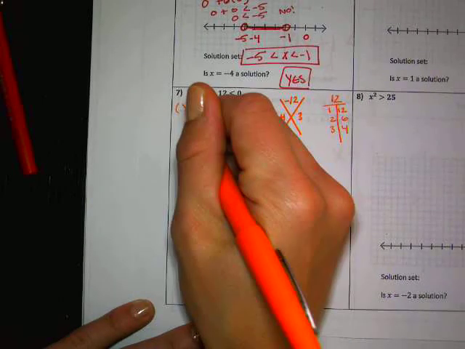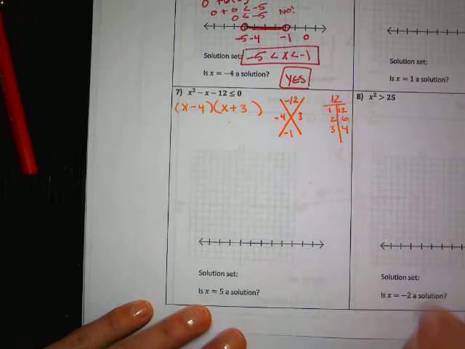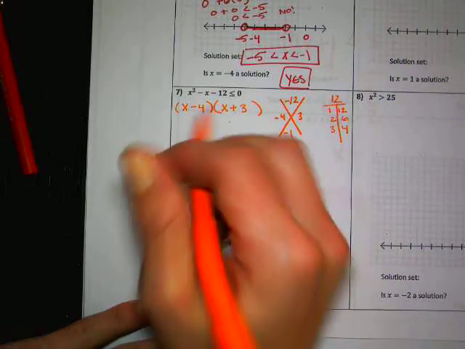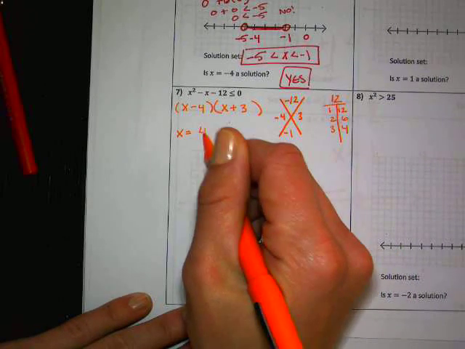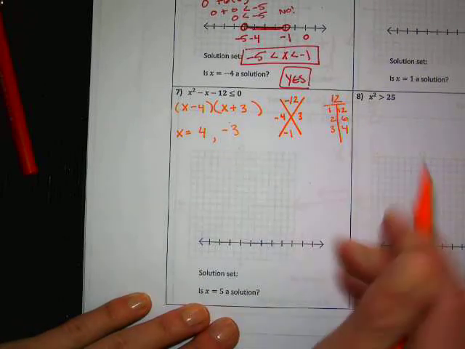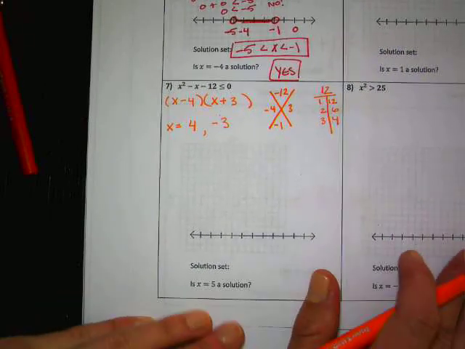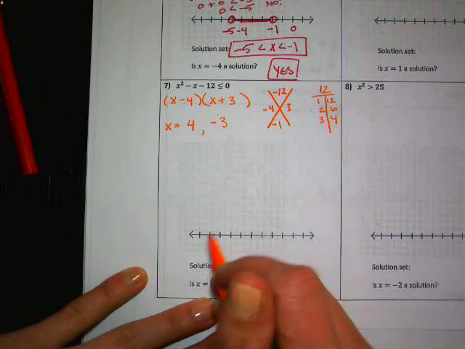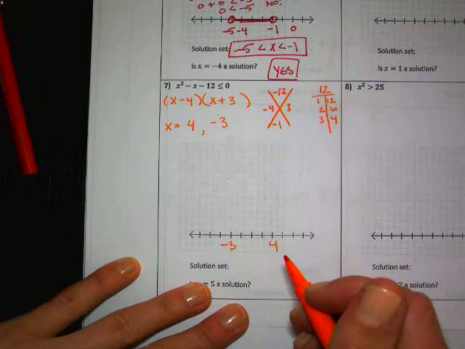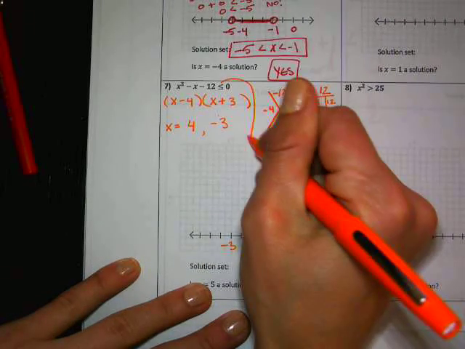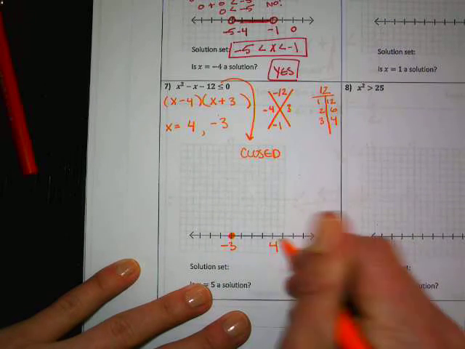That's what takes up most of my time when I do this. So x minus 4, x plus 3. Where are my solutions going to be? x equals 4 and -3. On my number line, which number goes first? -3. Are they open circles or closed circles? They're closed, because it has a line underneath.